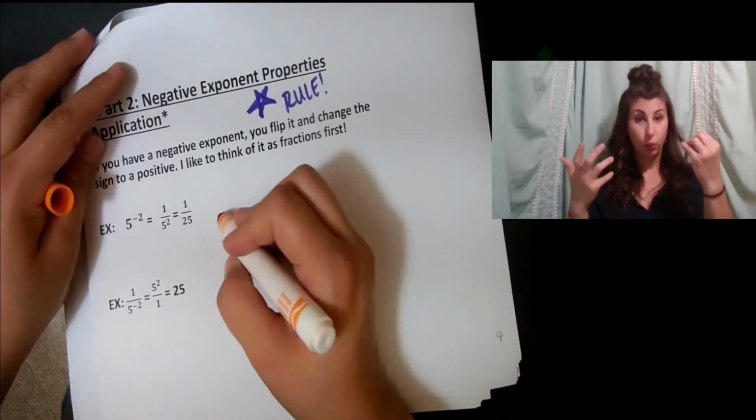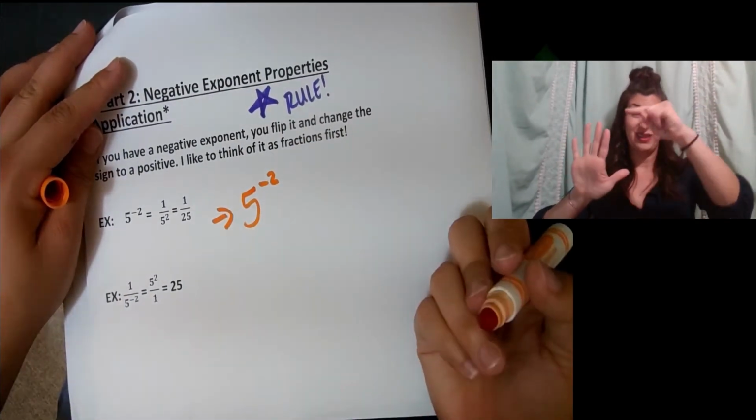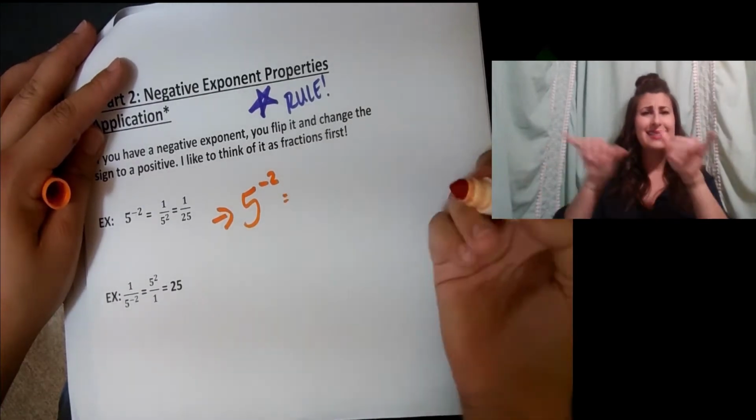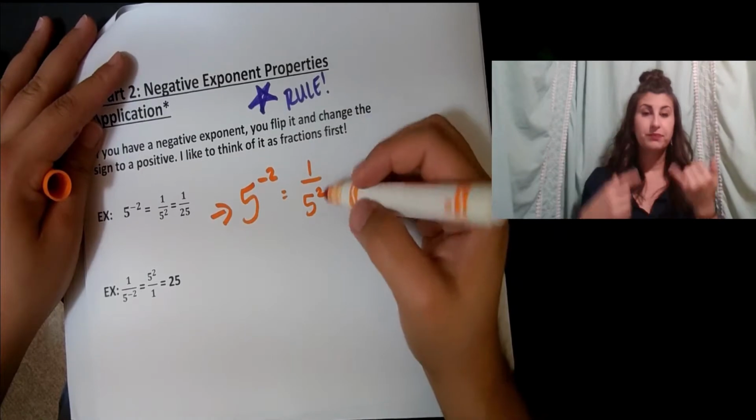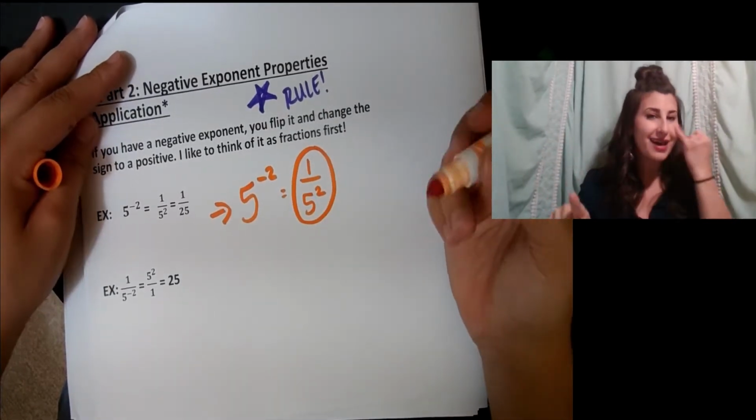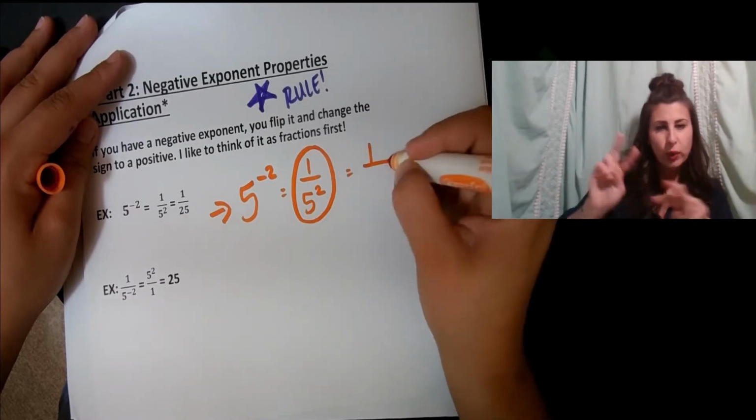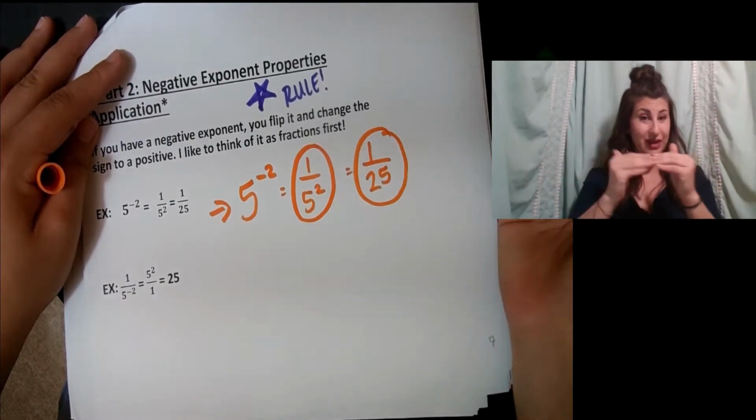So I'm going to break this down into steps. So I have 5 to the negative 2nd power. Okay, that's the same thing as saying 1 over 5 squared. And if I were just simplifying it, this would be my answer. But if I asked you to evaluate it, then you would say, oh, 5 squared is 25, so this is 1 over 25.